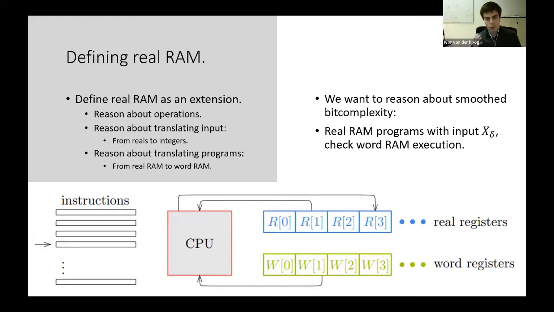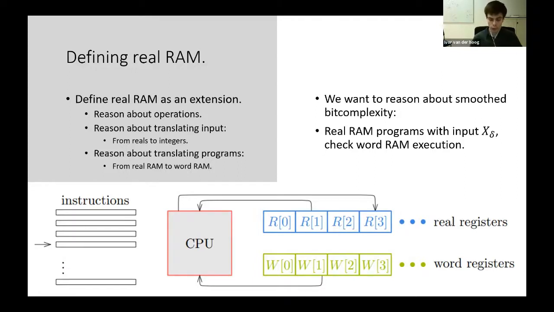Now what we want is to reason about smoothed bit complexity. So what is the bit complexity you need after such a perturbation? For this, we define real RAM algorithms, and we want to see what happens if we take this perturbed input, make it integer, and run it on a word RAM machine. In order to do this, we again need to revisit our real RAM definition, and reason about what it means to translate input, what it means to go from reals to integers, and what it means to go from real RAM instructions to word RAM instructions.